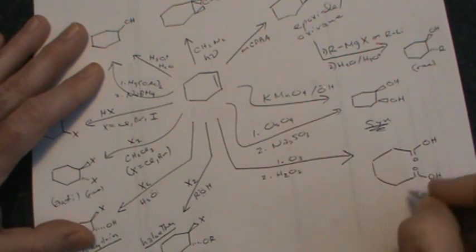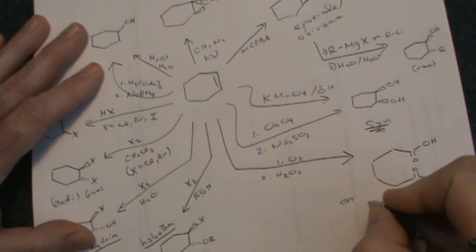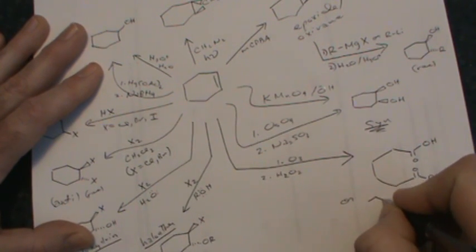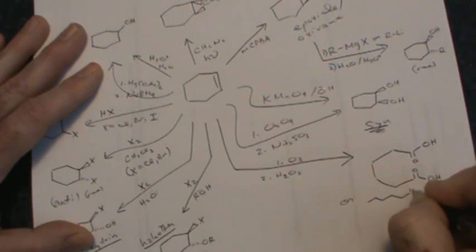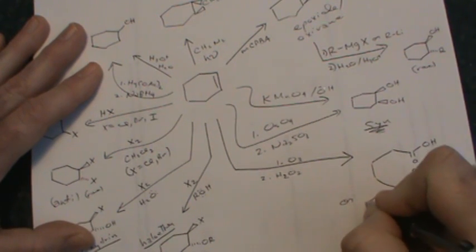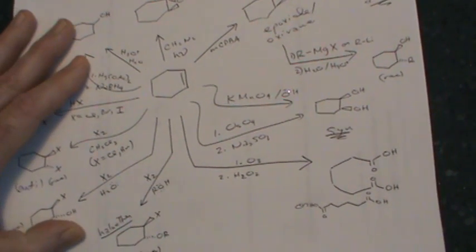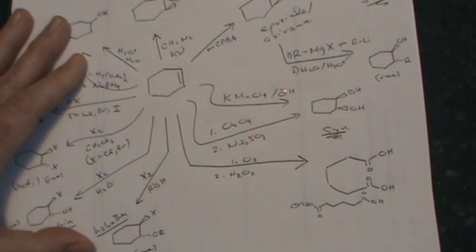Probably a more typical way to draw this molecule right here, so I'll write OR, drawn this way, 1, 2, 3, 4, 5, 6, would be to draw it out in that fashion. But those are the same molecule, and if you draw it this way, that's perfectly fine.